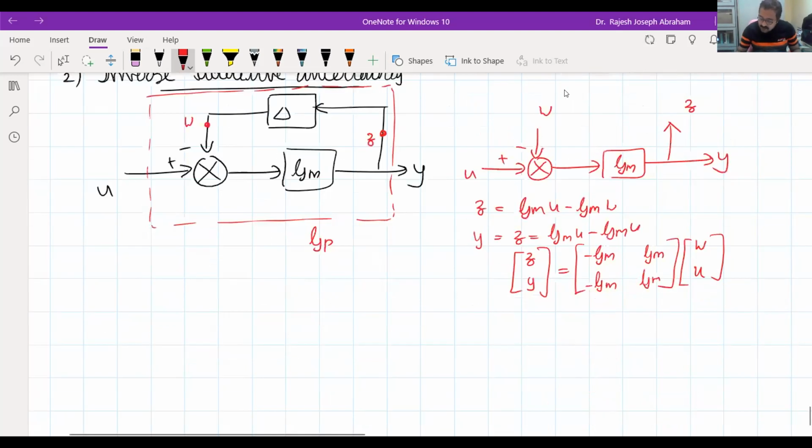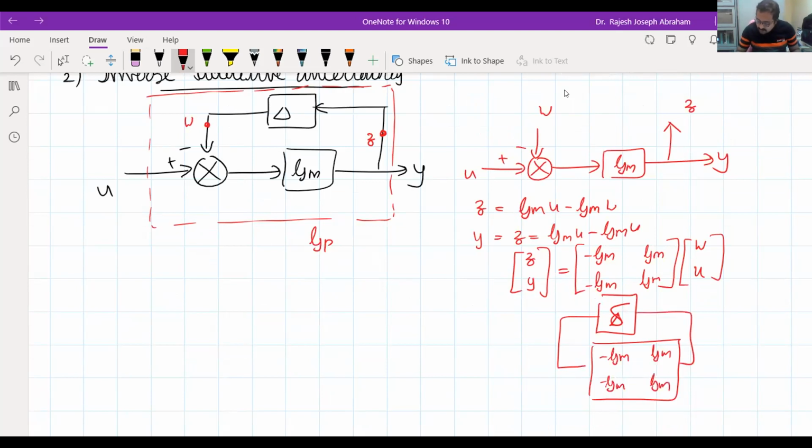Now, how will you represent this in upper perturbation form? It is delta. Okay. And then here we have this matrix: minus GM, GM, minus GM, GM. This is U, this is Y. This is Z, this is W. Okay. So this has now been represented in LFT form.